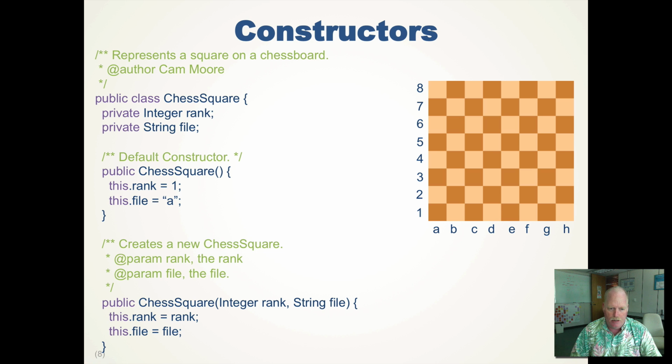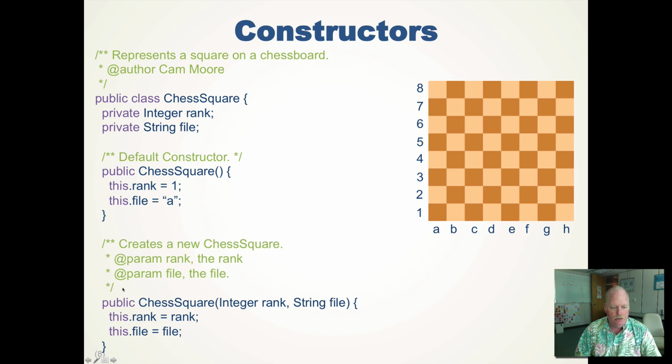How do we construct these objects? Well, a constructor is a method in the class that has the same name as the class and has no return value. So, for example, the default constructor is public ChessSquare. It has no parameters. You do need to instantiate the member variables such that when this constructor is finished, the class instance, that object, is a valid and correct ChessSquare.